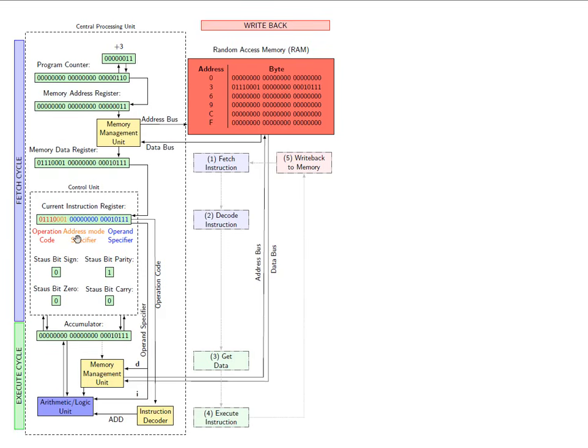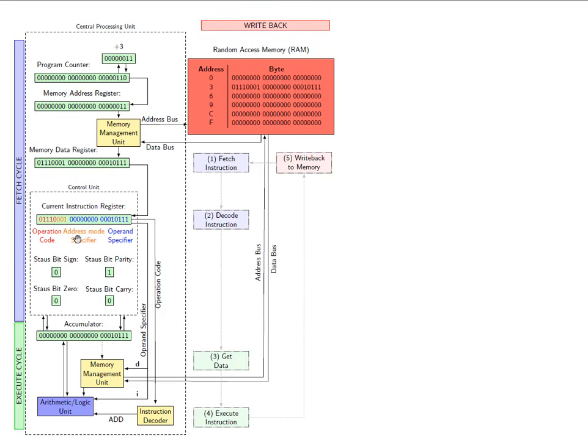If the address mode specifier represents immediate mode addressing, which is 000, denoted by an I, then there is no need to retrieve anything from memory because the operand specifier specifies the operand and not an address to the operand. And the operand specifier can then just be sent immediately to the ALU.